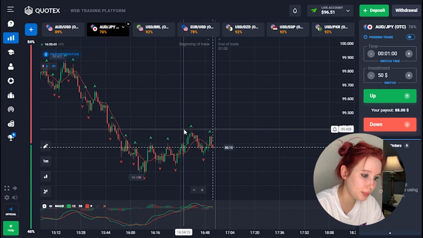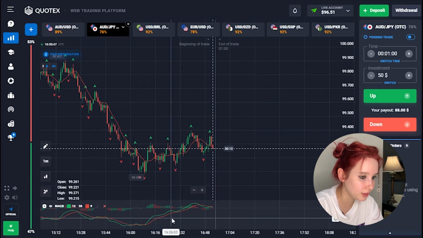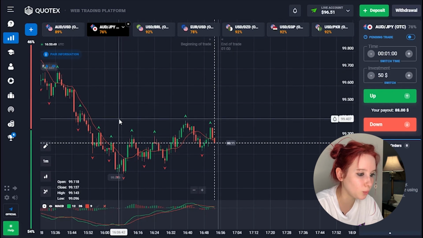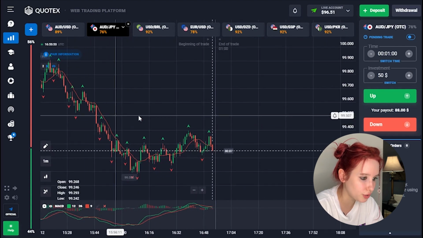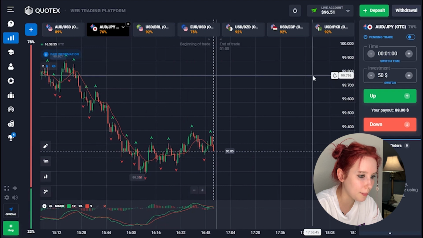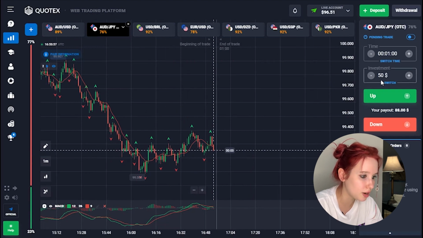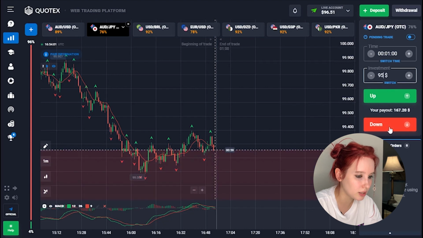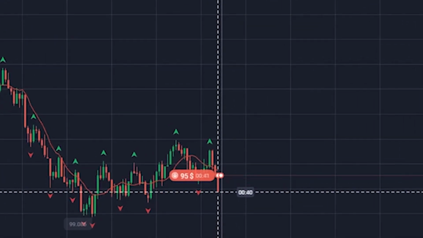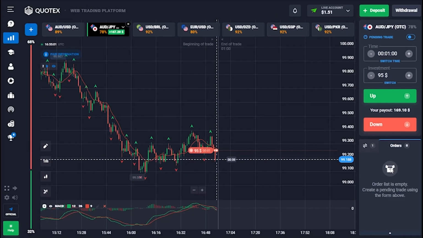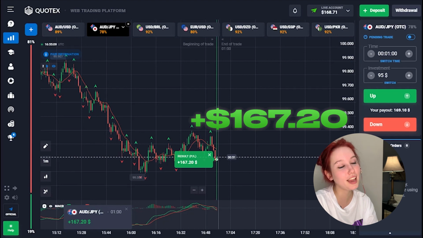On this currency pair, I already have a feeling that this trade will be a winning one, because all the indicators point us to downward movement. The upper fractal and MACD candlesticks are below the moving average. I'm raising my investment again and starting a downside deal right now. Cool, and again, excellent results.